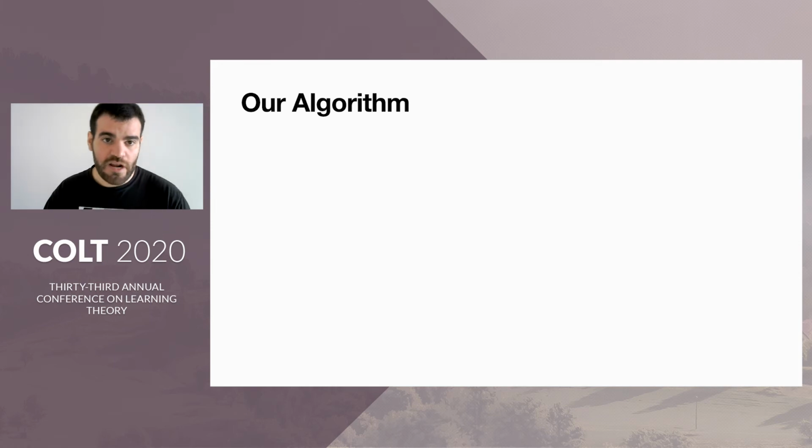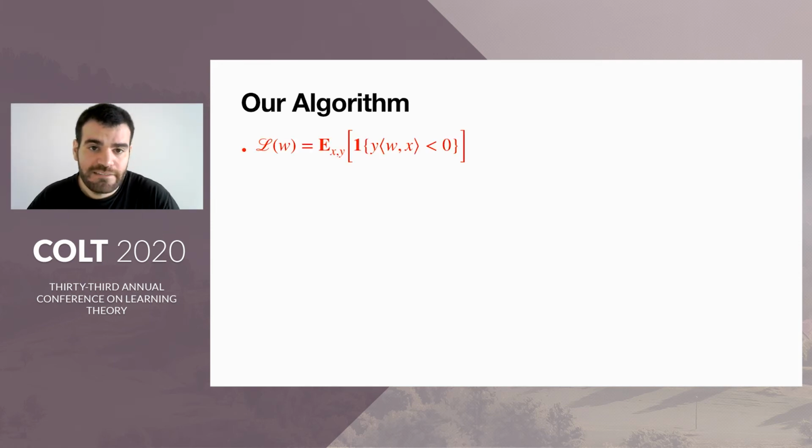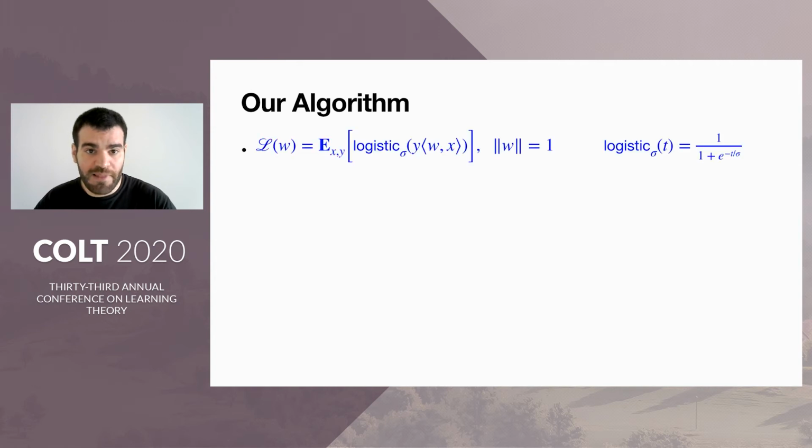So let's see now how our algorithm roughly works. Ideally, one would like to minimize the 0-1 loss. This corresponds to the standard empirical risk minimization procedure. Unfortunately, this is a hard problem. So what we do in this work is replace the step function with a logistic function. We use this smooth surrogate of the step function, and we also restrict the hypotheses, the halfspaces, to be on the unit sphere.